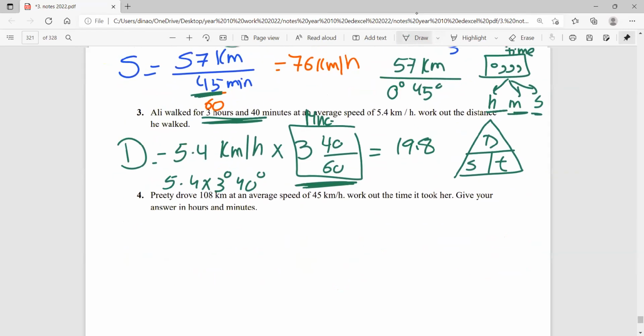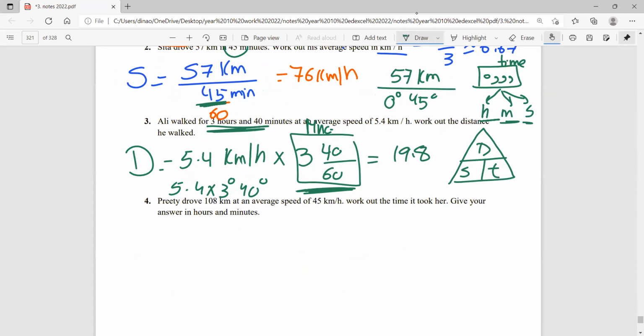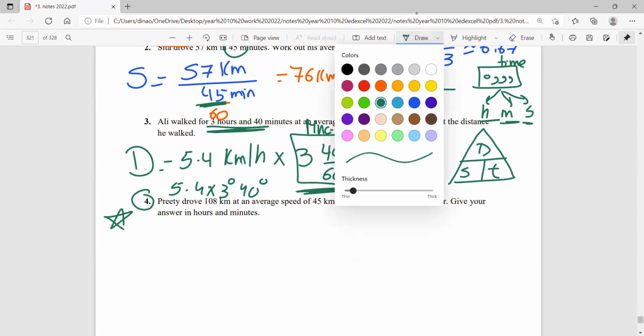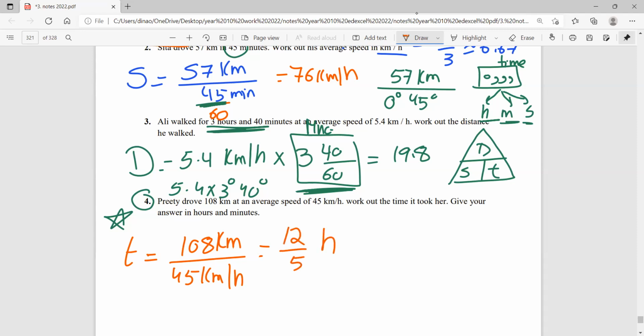Okay, let's continue. Preeti drove 108 at an average speed of 45, work out the time. Give the time in hours and minutes. For me this is a nice and important question. Here we want the time for Preeti. So the time is distance over speed. The distance is 108 kilometers over the speed, 45 kilometers per hour. When I put this on the calculator, the time I get is 12 over 5, which is in hours.